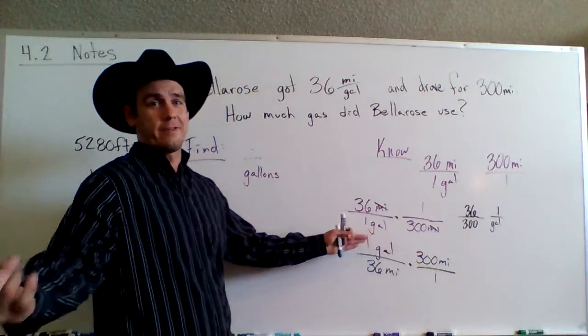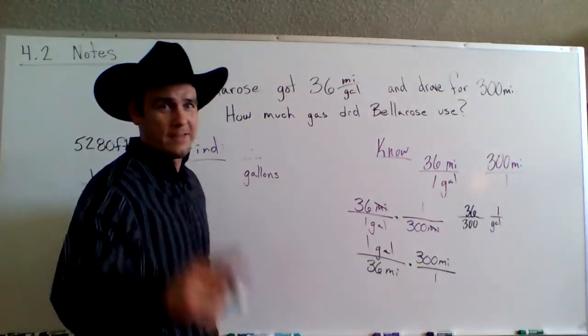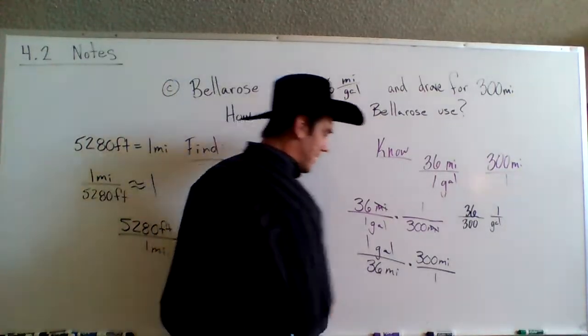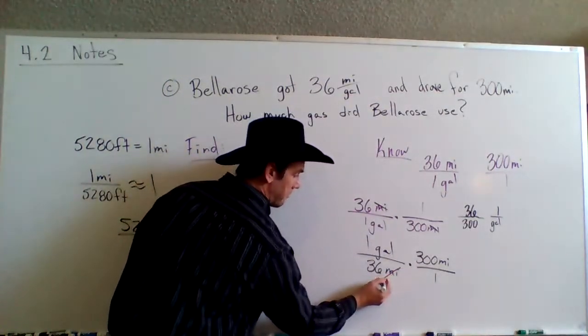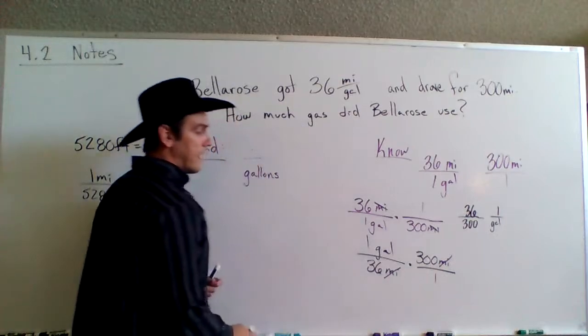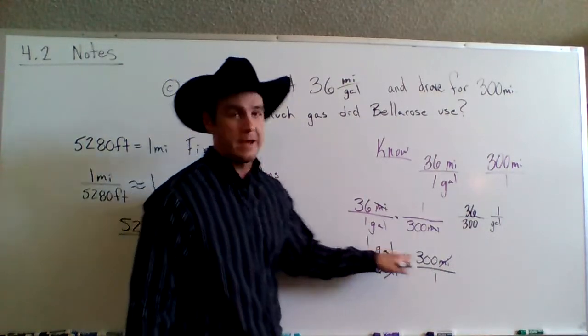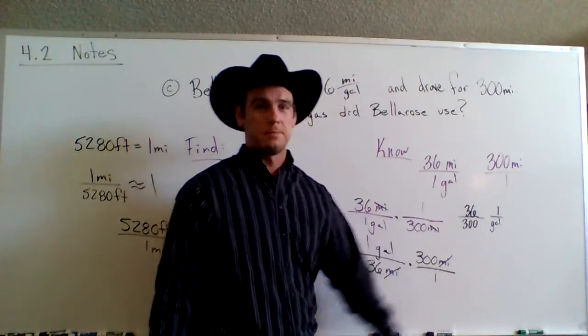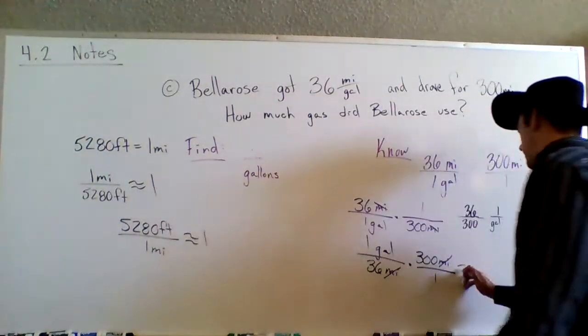It's going to give us the difference between the right answer and the wrong answer. And you guys all know the difference between right and wrong. So here what happens is my miles cancel. Now when I check out my units, on top I have gallons, on bottom I don't have anything. Okay? Which is exactly what we want.